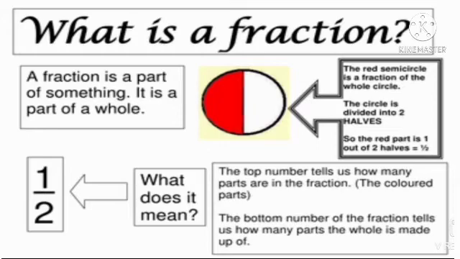Half, 1 by 2. What does it mean? The top number tells us how many parts are colored, and the bottom number of the fraction tells us how many parts the whole is made up of. The top number represents the numerator and the bottom number represents the denominator. We can call the top number the numerator and the bottom number the denominator.